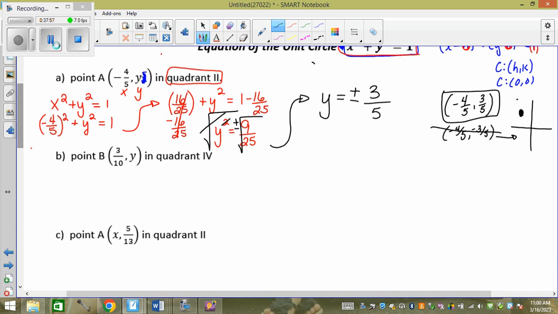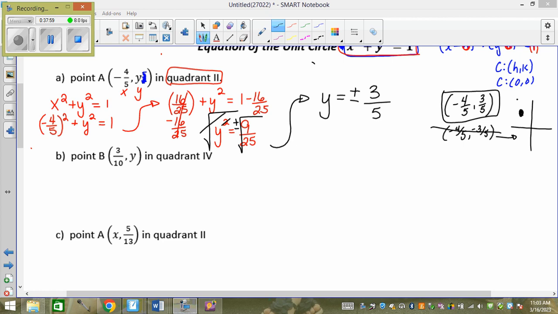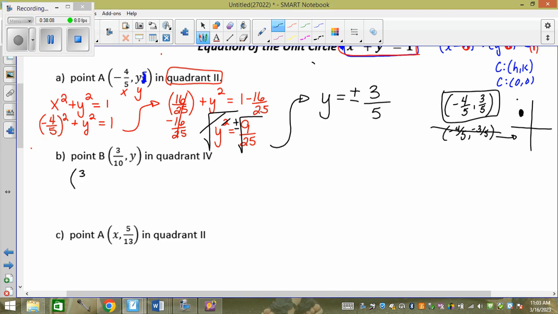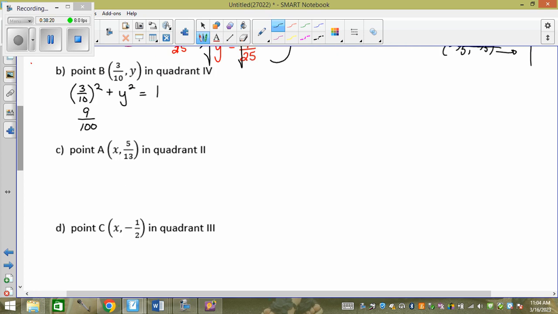You try B quick. So I told you before, it's not often the grade 12 that gets you in trouble. It's the grade 10 and 11 because you forget your little rules. So this one, we would have x squared plus y squared equals 1. So I would get 9 over 100. This one's still okay. Anyways, 9 over 100 plus y squared equals 1.